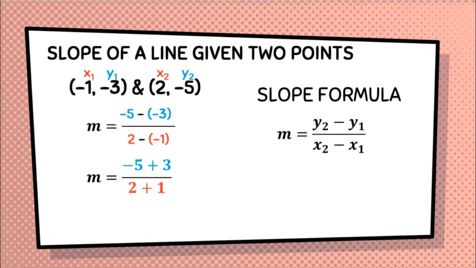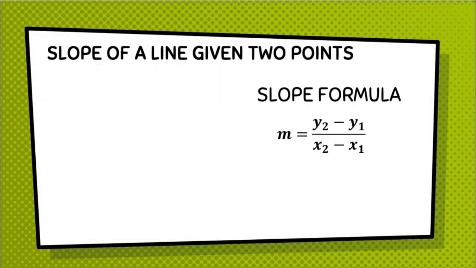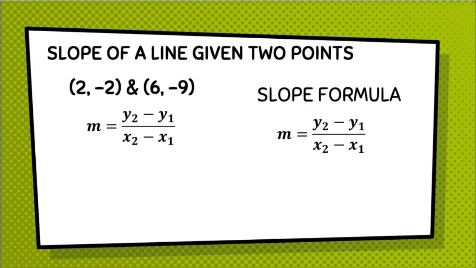And then simplify. Negative 5 plus 3 is negative 2. 2 plus 1 is 3. Therefore, our slope is negative 2 over 3. Another example, we have 2, negative 2 for our first point and 6, negative 9 for our second point. Formula, and then substitute our values. We have negative 9 for our y sub 2 minus negative 2 for our y sub 1.